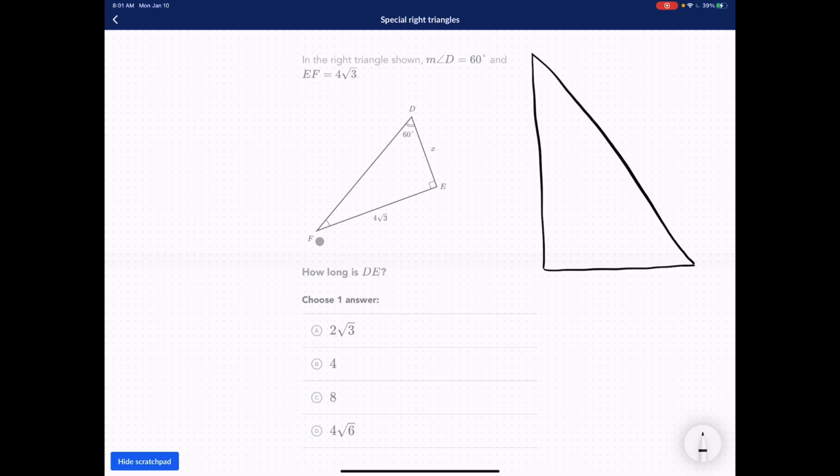So F is on the top, which is my 30 degrees. My 60 degrees is my D right here. And then my E is right here. And then the F to E is going to be 4 square root of 3. And then the value of DE is x, okay? We're trying to find the value of ED.